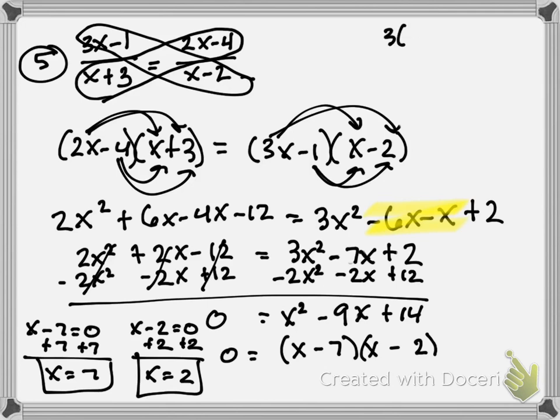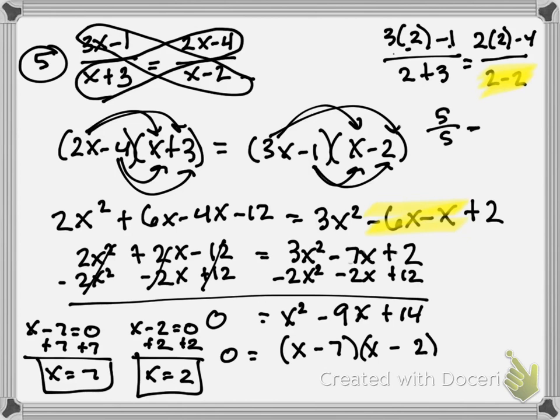If I have 3 times 2 minus 1 over 2 plus 3, that should equal 2 times 2 minus 4 over 2 minus 2. All right, you should be clued into something that's wrong right here, okay? So 6 minus 1 is 5 over 5, and 4 minus 4 is 0 over 2 minus 2 is 0. 5 over 5 is 1, but 0 over 0 is 0, right? 0 doesn't go into itself ever. That's not equal, okay? So that one does not work.